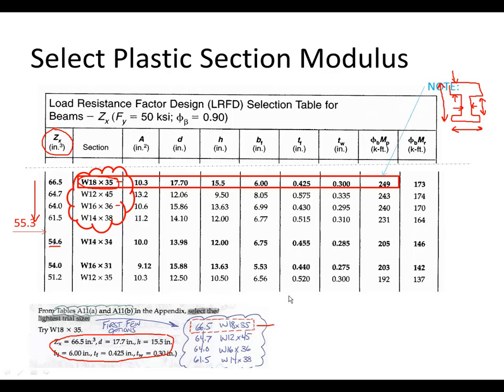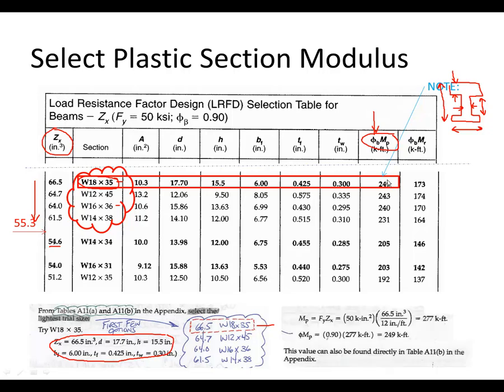The other thing I want to note out here to the side is that it shows this phi MP value. If MP is the largest moment that we're able to have, the largest plastic moment that is, this is when the plastic hinge develops, and of course it's factored because we've got that phi B right there, that 0.9. Note that they include this value right here, 249, and that's in kip feet. I'm actually going to show you how to calculate that. They do in the problem right there.